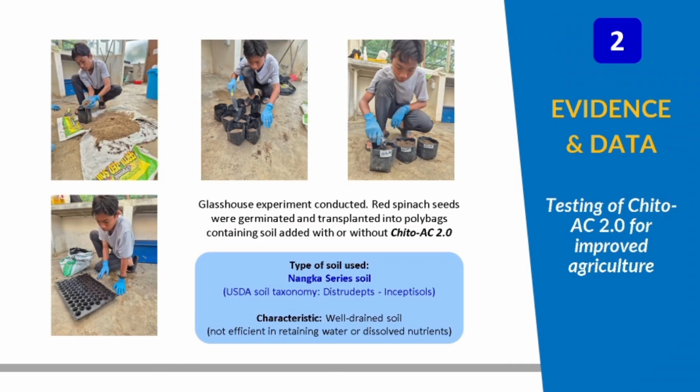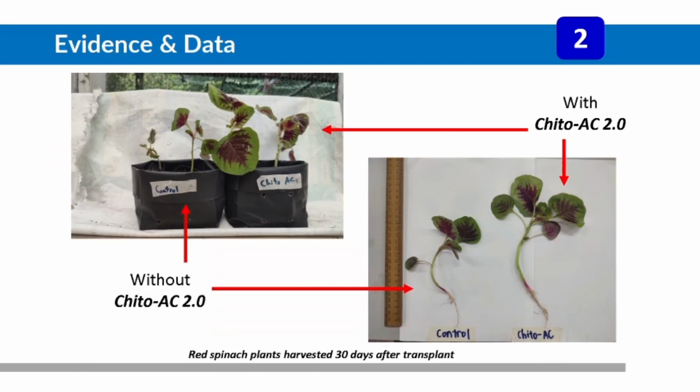Then, to test its potential in agriculture, a glass-sized experiment was conducted. Red spinach plants were grown in soil either with or without Chito-AC 2.0. The growth of the red spinach plants was observed for 30 days after transplant, and it can clearly be seen here that the red spinach plants grown with Chito-AC 2.0 are much bigger than the plants grown without Chito-AC 2.0.